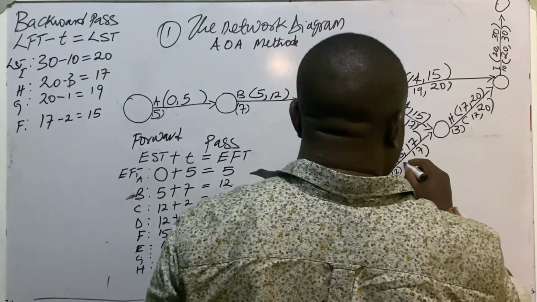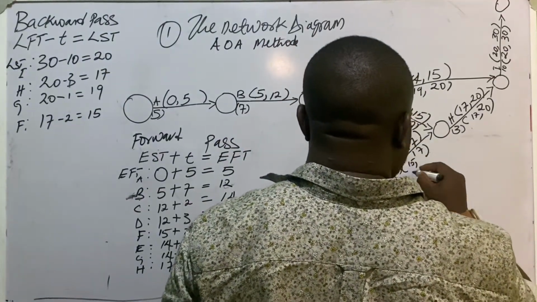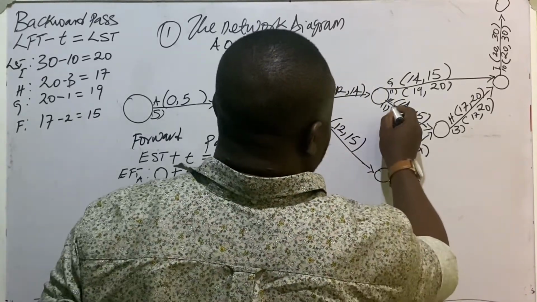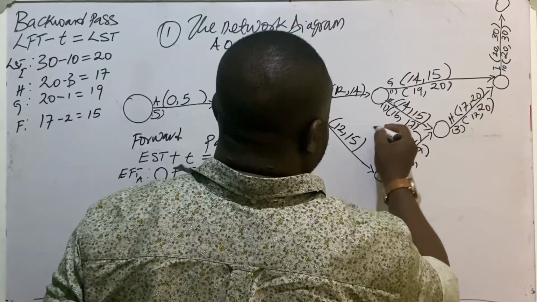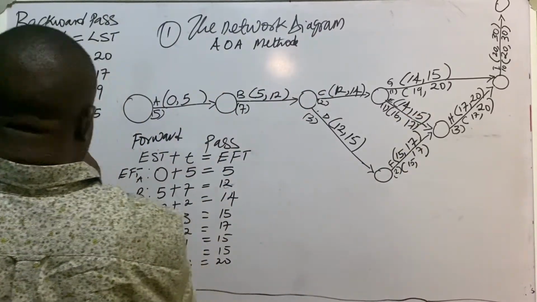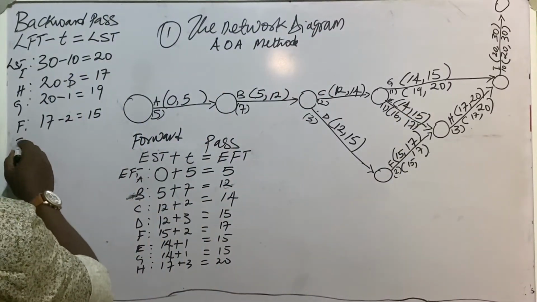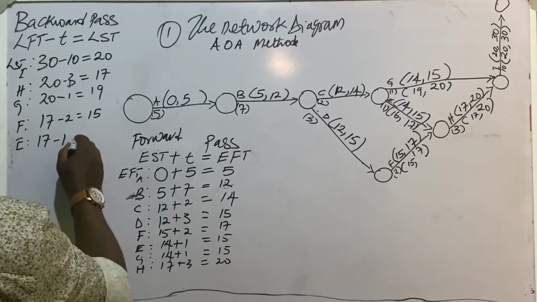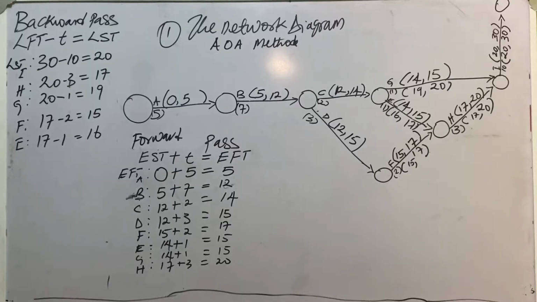17 minus 2 here is 15. Then 17 minus 1 will give me 16. So for activity E, 17 minus 1 will give me 16.